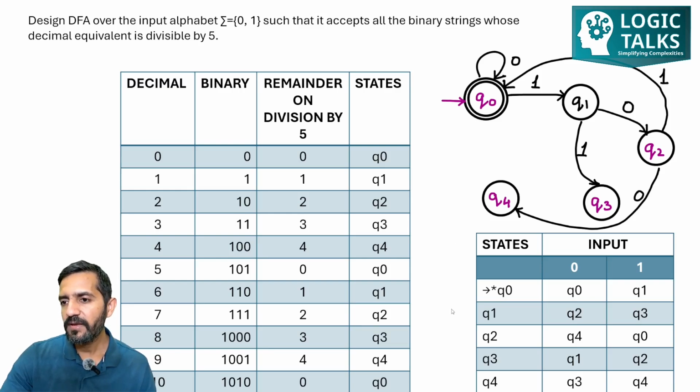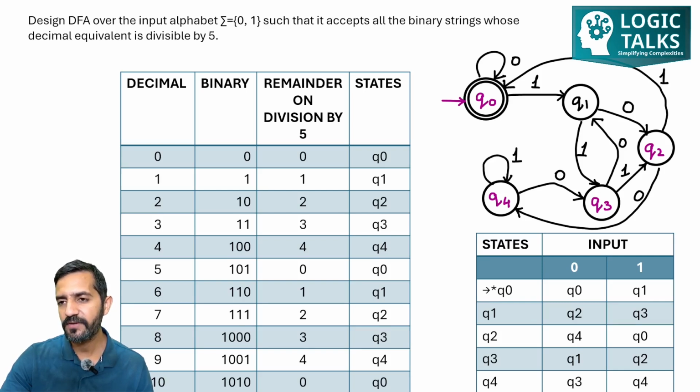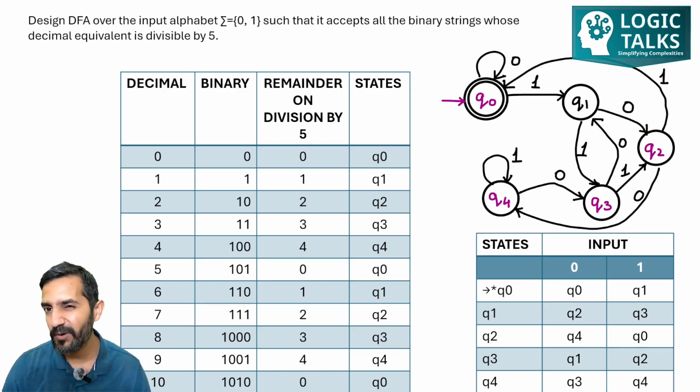Q3 on getting 0 as input moves to state Q1. Q3 on getting 1 as input moves to state Q2. Q4 on getting 0 as input moves to state Q3. And Q4 on getting 1 as input moves to state Q4 itself. So this is our complete transition diagram. It will accept all the binary strings whose decimal equivalent is exactly divisible by 5. So with this, we are done with this question.